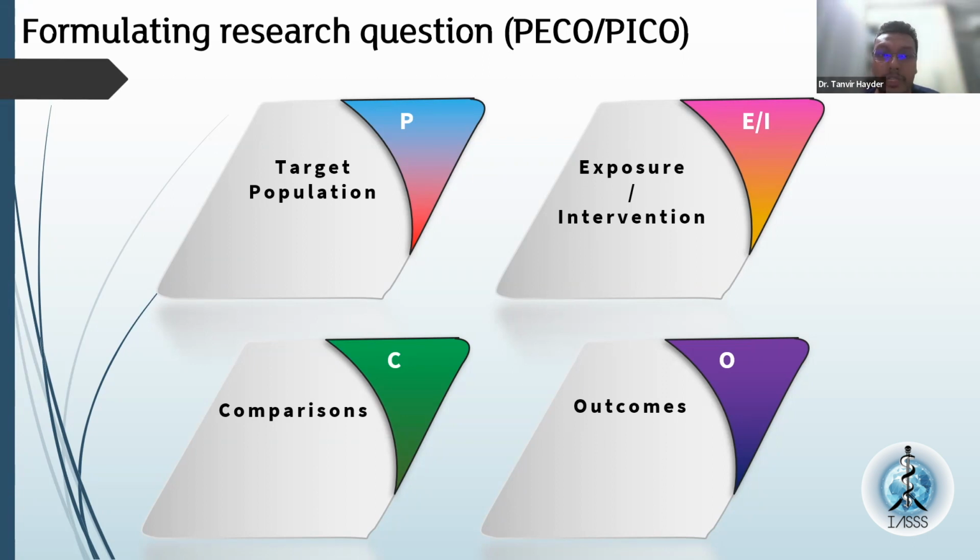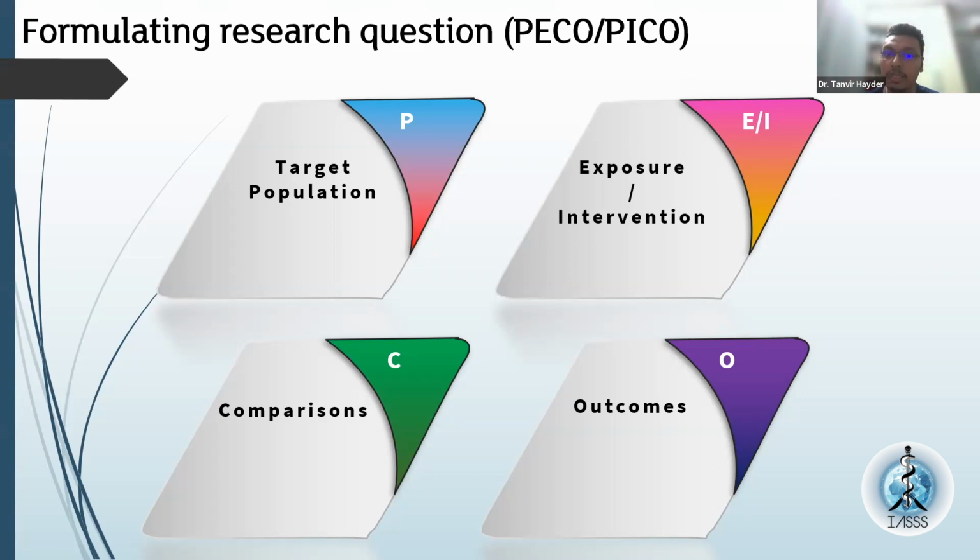So there are quite a few methods to formulating a research question. My favorite method is PICO. It can be with E or I, depending on the type of research. With P, you're talking about target population, the population you're doing research on, or the people you think are relevant to your topic. Then E or I depends on the type of research. As you already know, there are two types of research, observational and interventional. For observational research, it will be exposure or E. For interventional research, it will be I or intervention.